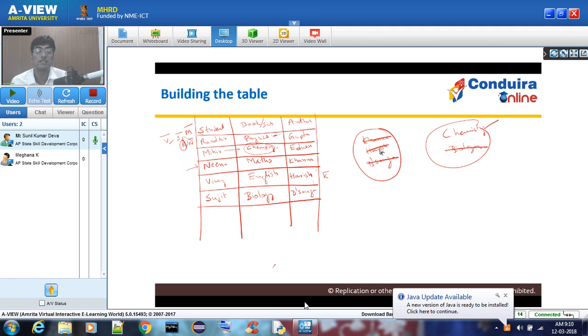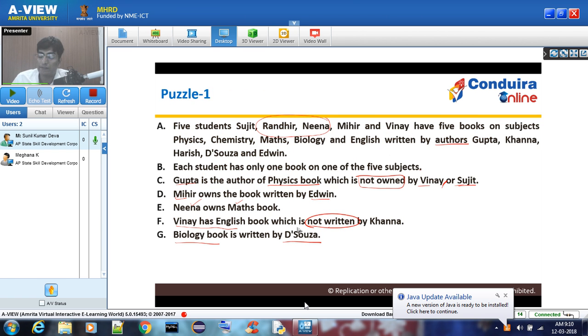Because we can fill up this information in the form of a table, we call this a table-based puzzle. So whatever paragraph that they give, finally we have converted all those hints into a nice table here. If you want, in the exam, you can quickly check whether this table is containing all the information given there. There are 5 students. Yes, we had 5 books on 5 subjects written by various authors. Each student has only one book on one of the 5 subjects. That's also valid. Gupta is the author of the physics book.